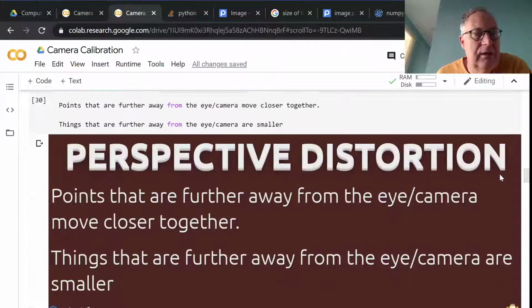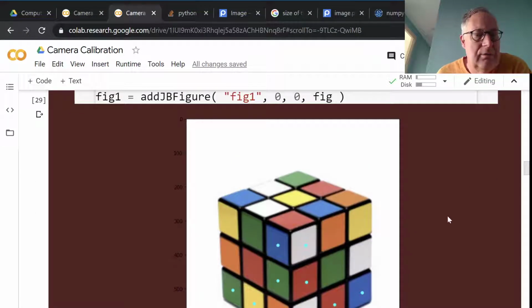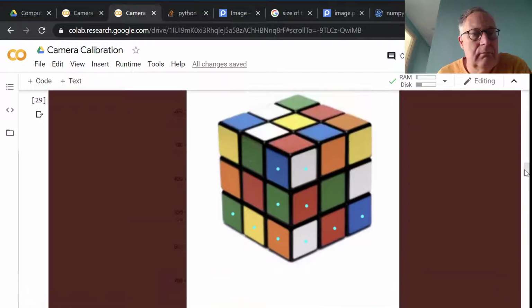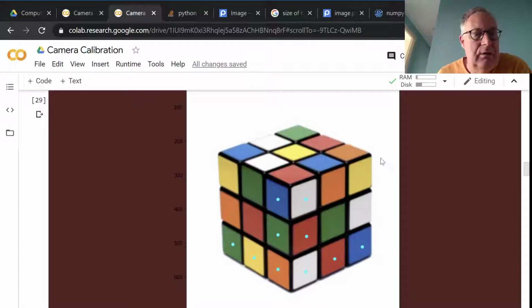You should try that on your own with the Rubik's Cube. Also make sure that the dimensions are correct, so you should measure the size of the cube. Based on that, then you can calculate the displacement, the relative pose of the cube to your camera, as well as the focal length of your camera.